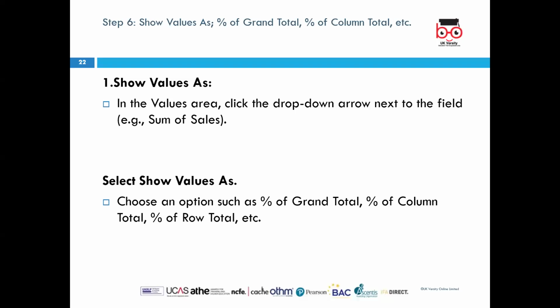Step 6, we'll now show values. By showing the values, we'll click on the drop-down arrow next to the field and select show value as. We now also have the option to choose, such as a percentage of grand total, a percentage of column total, or a percentage of row total.